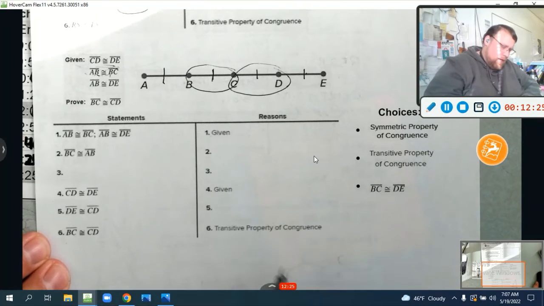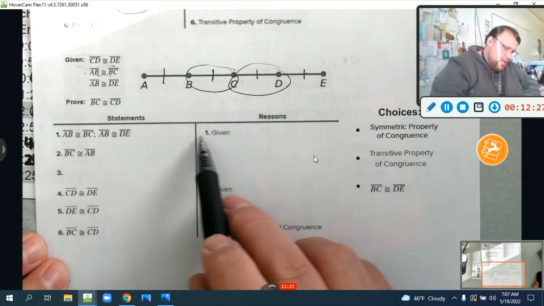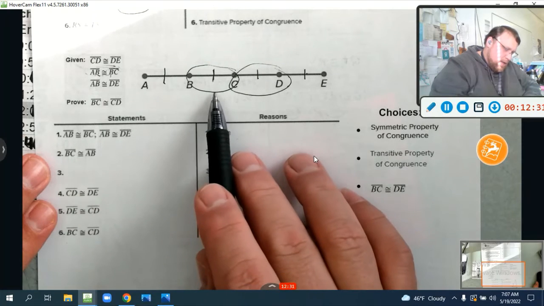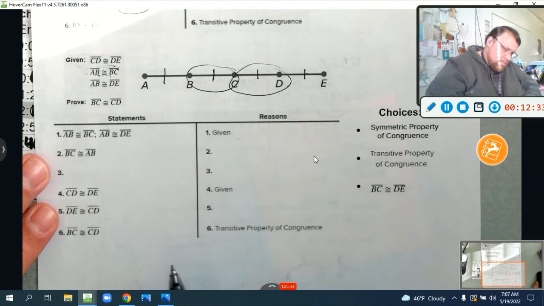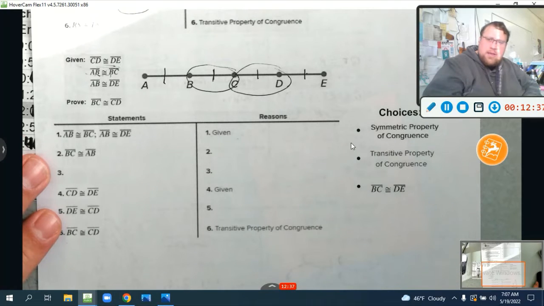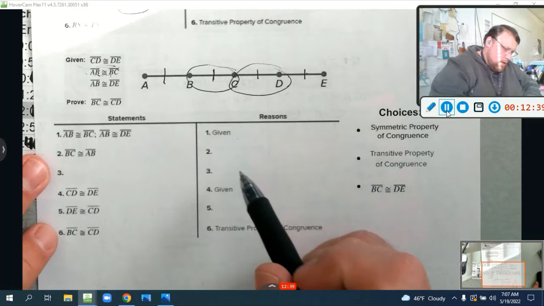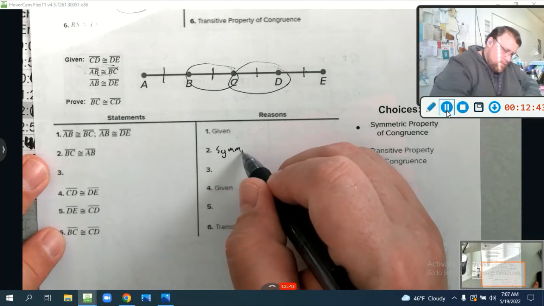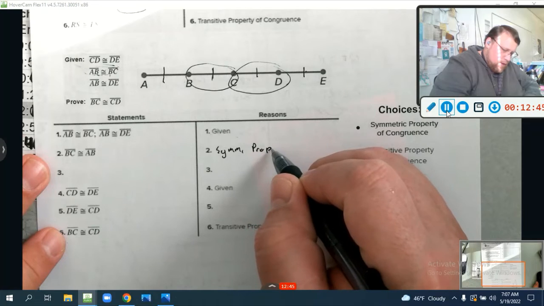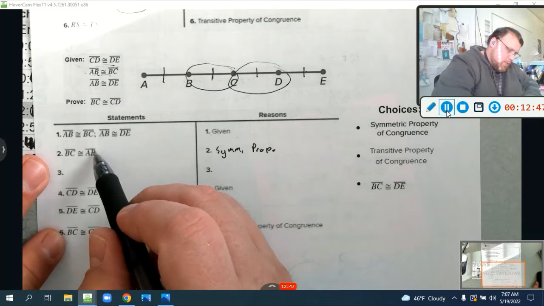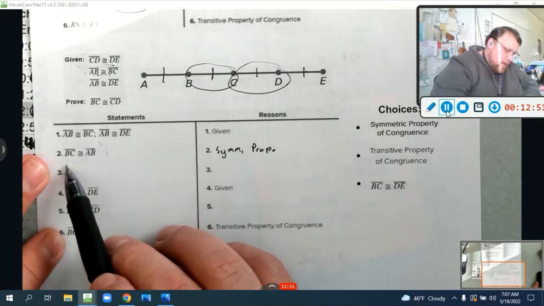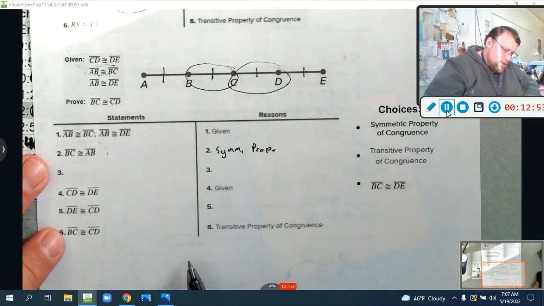Well, let's go ahead and look at what we have. We have our given, right? And now we're going to say, all right, BC is congruent to AB. Well, how do I know that? I know that because of the symmetric property. Because all I did, guys, is I just flipped this around. We have the given that AB equals BC. We're just flipping it around. It's going to help us do the transitive in just a second.